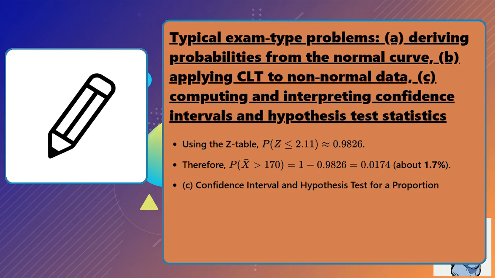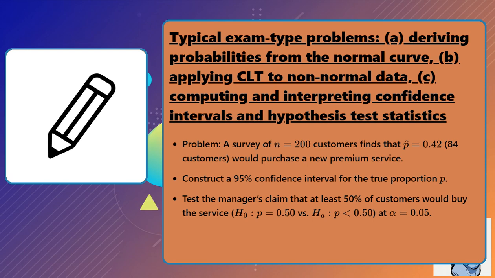C. Confidence interval and hypothesis test for a proportion. Problem: a survey of n equals 200 customers finds that p hat equals 0.4284 of customers would purchase a new premium service. First, construct a 95% confidence interval for the true proportion p. Second, test the manager's claim that at least 50% of customers would buy the service. Null hypothesis p equals 0.50 versus alternative hypothesis p less than 0.50 at alpha equals 0.05.